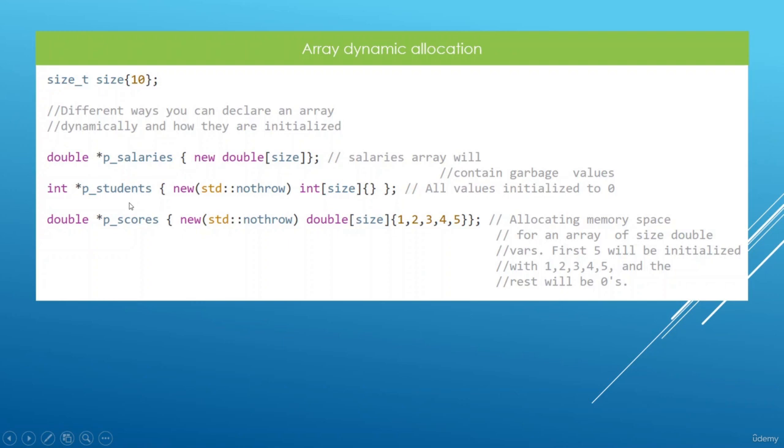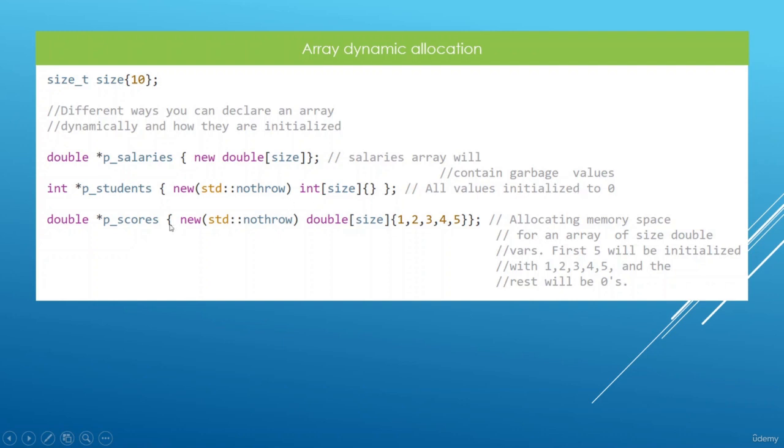pstudents is also going to be containing the address of an array that is going to be allocated on the heap. We are using the std::nothrow version of the new operator because in this case, for example, we might not want exceptions. And we're going to say that it is an array of events. It's going to be this size, but we are using a braced initializer. So this is going to be initialized to 0. All the values inside are going to be initialized to 0. This is what we mean here.